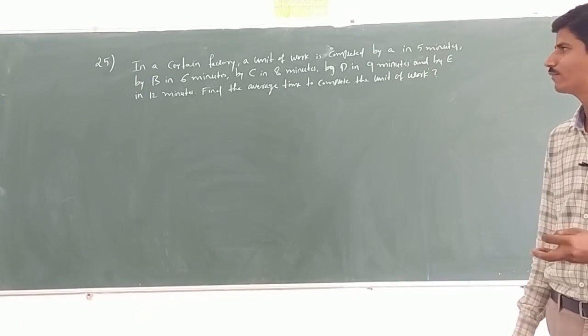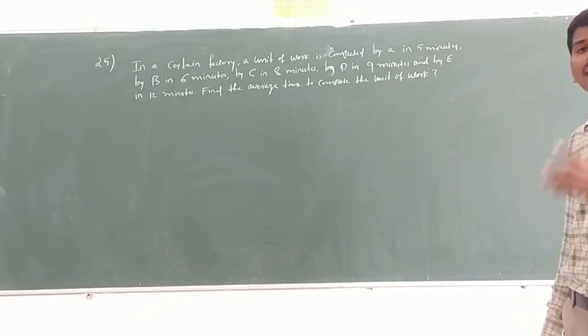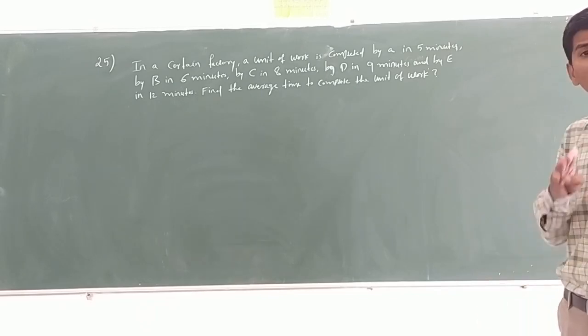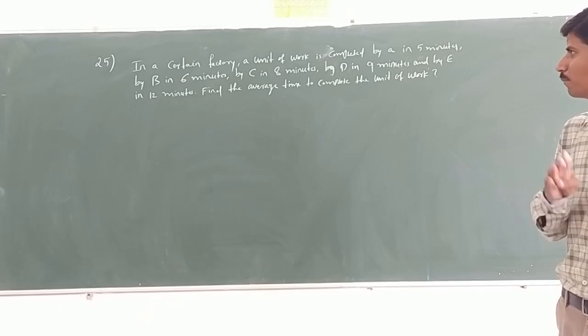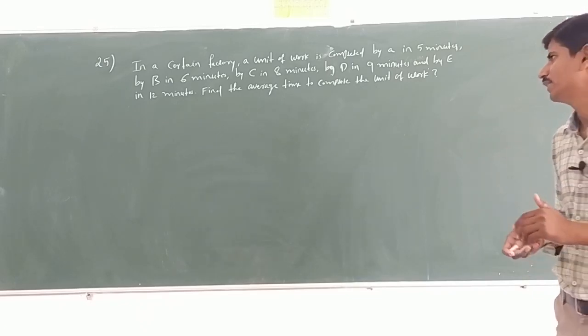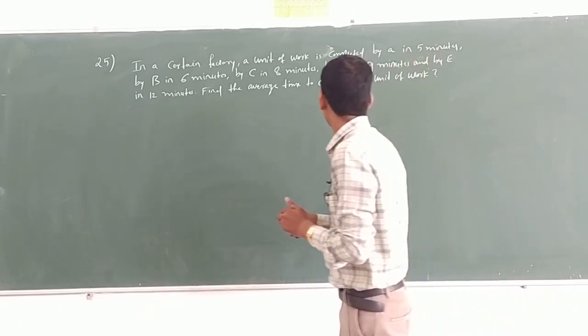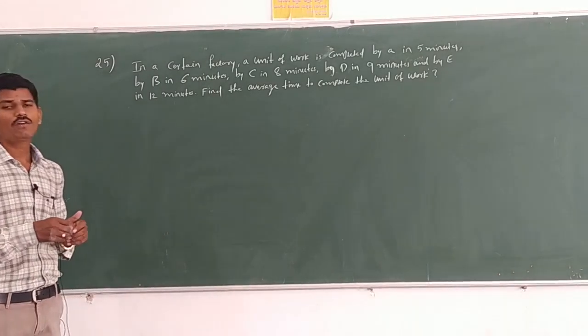In a certain factory, a unit of work is completed by A in 5 minutes, by B in 6 minutes, by C in 8 minutes, by D in 9 minutes, and by E in 12 minutes. Find the average time to complete the unit of work.